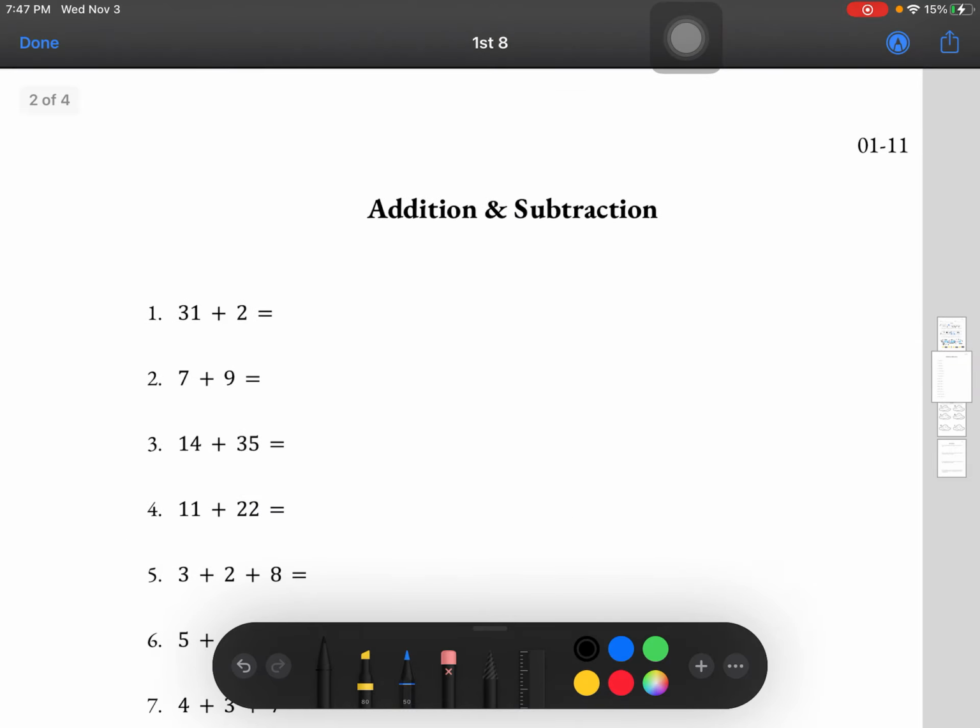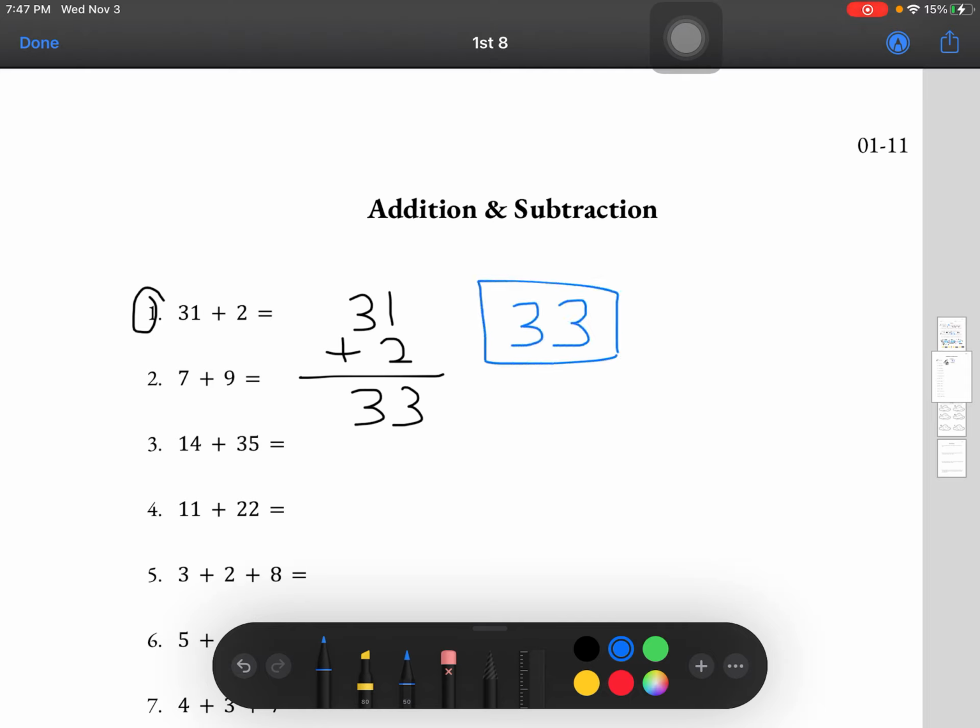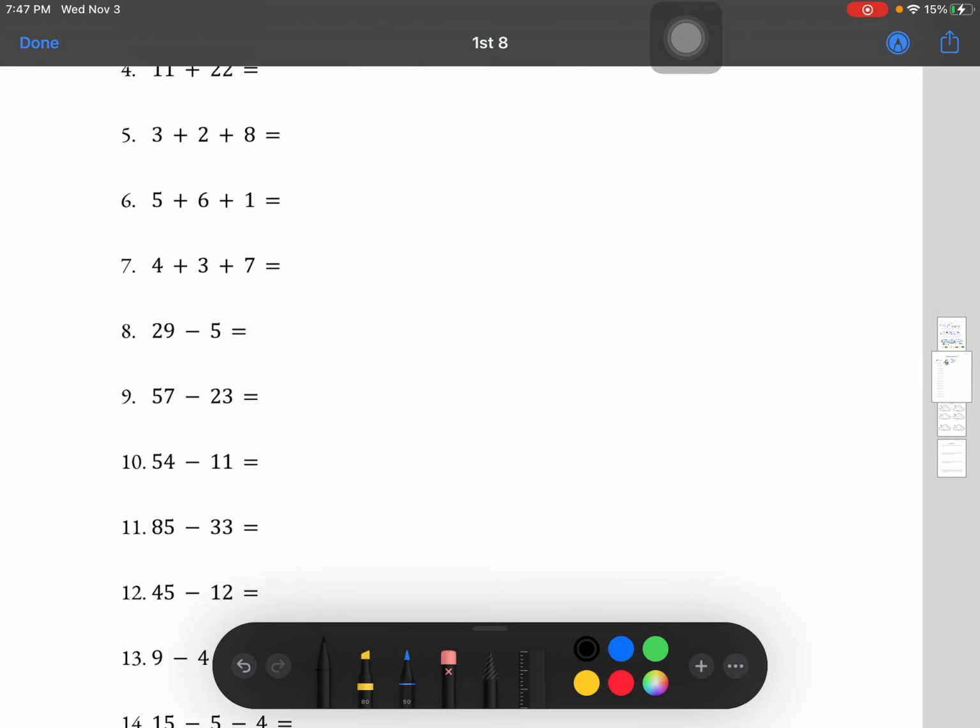Next, we'll move on to addition and subtraction. And we'll start with number 1. 31 plus 2. If we do it vertically, we get 1 plus 2 is 3, and 3 plus 0 is 3. So the answer to number 1 would be 33. We will move on to number 8. 29 minus 5. You can do 29 minus 5 vertically, and we get 9 minus 5 is 4, and 2 minus 0 is 2. So the answer to number 8 is 24.